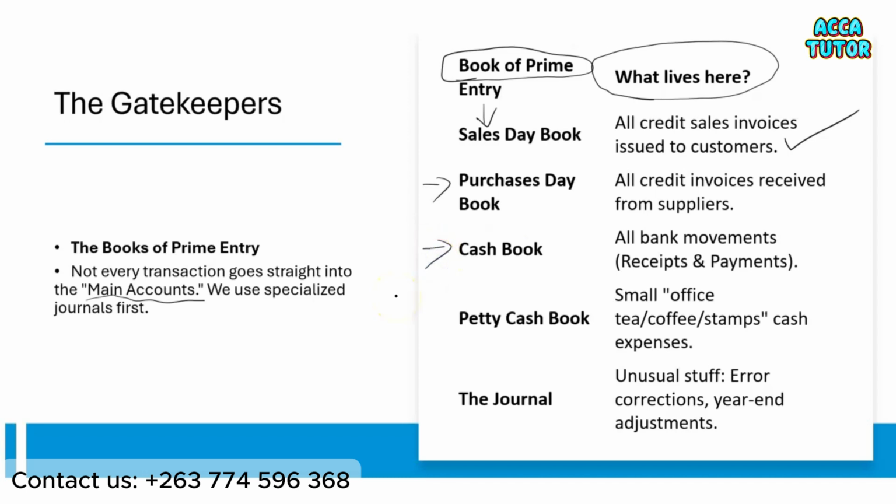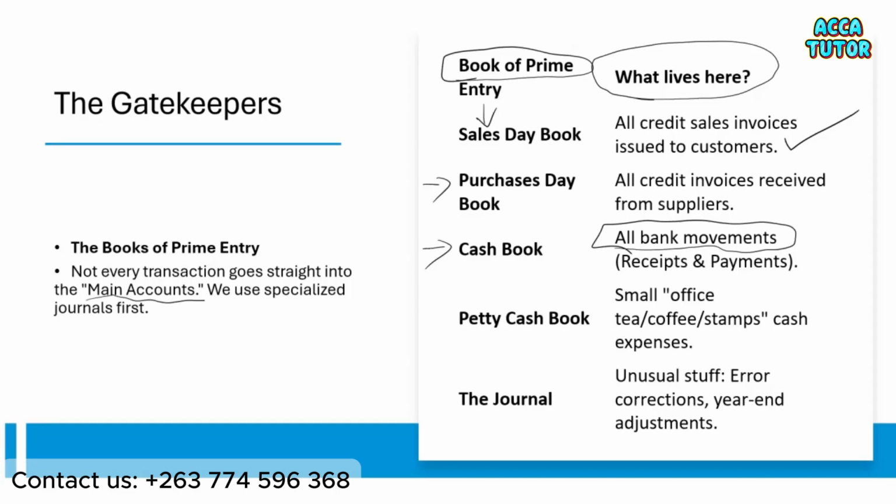Now, the cash book. This one records all bank movements, receipts, and payments. So if we receive cash, we need to record it in the cash book. If we make a payment, we also have to record it in the cash book. So all bank movements. When I say all bank movements, the word bank refers also to the cash which we would have used. But in most companies, cash is kept at the bank. So this is why the bank movements have to be written as such.